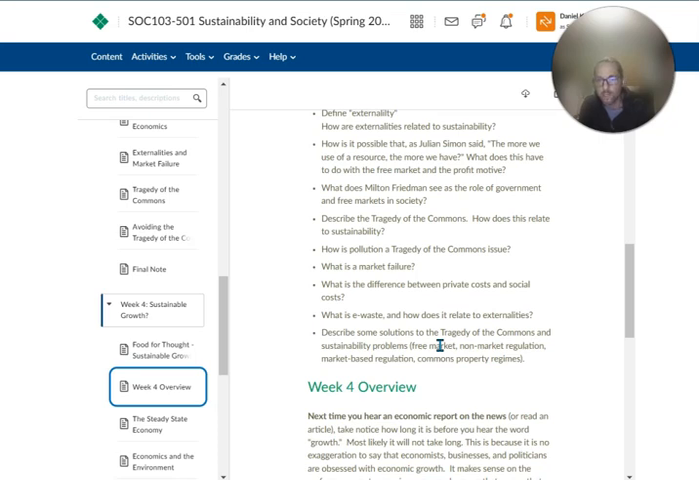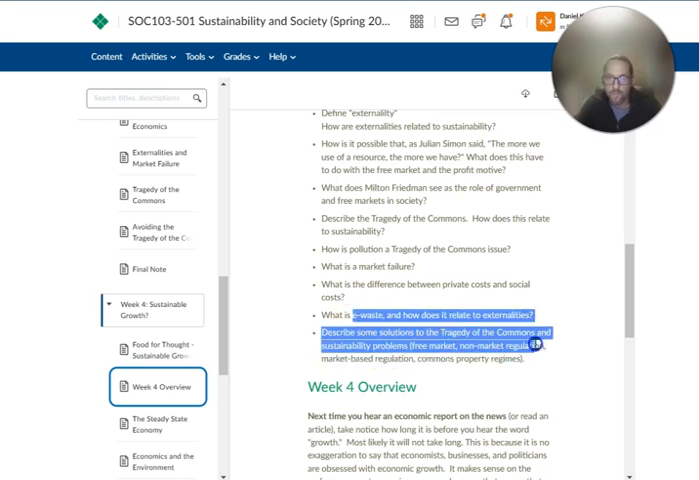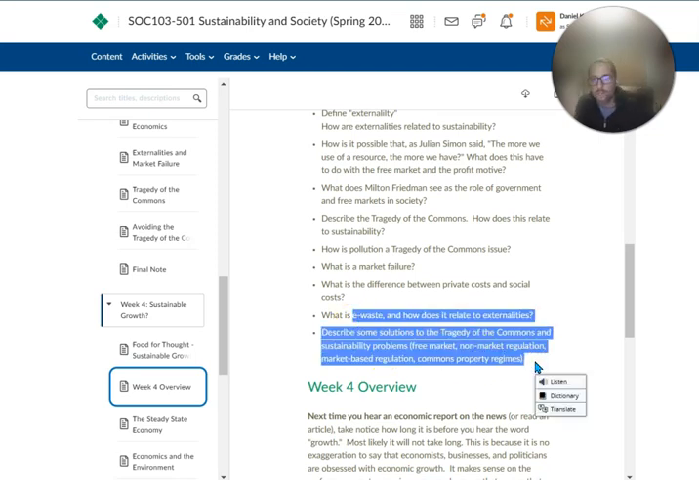And then finally, we looked at some of the solutions to the tragedy of the commons. So there are these basic different types of approaches. There's a free market, where it's just like let the market decide. There's non-market regulation, which is basically you pass a law to ban it. Market-based regulation. This is something that's fairly popular because it's kind of like an in-between solution.